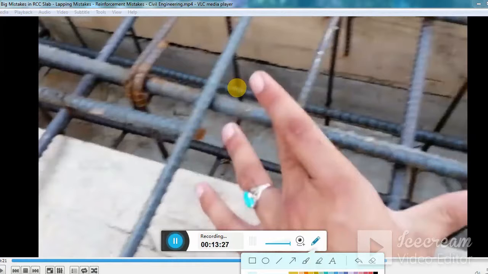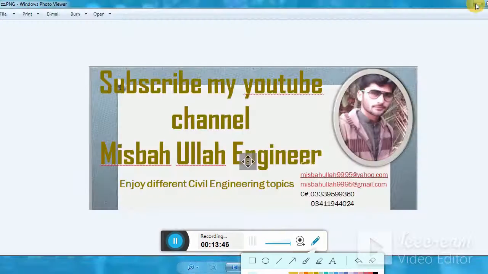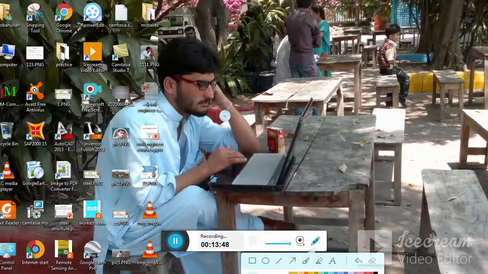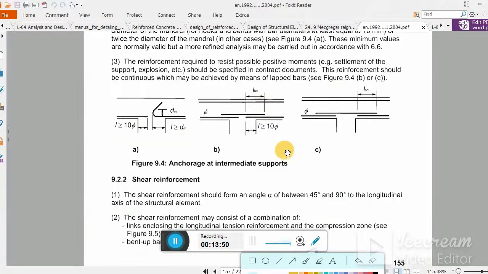There he made a mistake. Clear? What is the mistake? Already he is correct that at the support basically the stirrups are closed, while at the middle portion the stirrup distance is, you can say, increased. But it is not correct. It totally depends upon the shear strength. Okay, it totally depends upon the structural design of the beam.